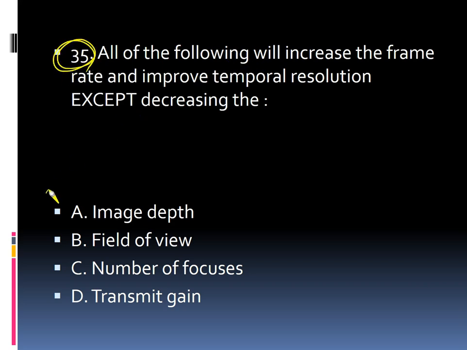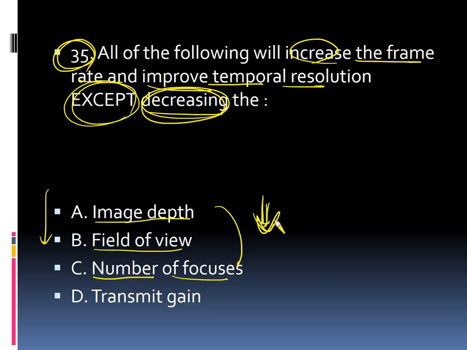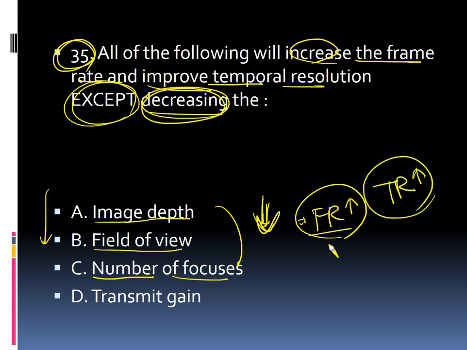The question is asking which of the following factors, when decreased, is not related to an increase in frame rate and improvement in temporal resolution. First of all, if you decrease factors like image depth, field of view, and number of focal points, the frame rate increases. When the frame rate increases, the temporal resolution also increases. On the other hand, transmit gain is not really related, so the correct answer would be choice D. Let me briefly explain the parts related to frame rate here.